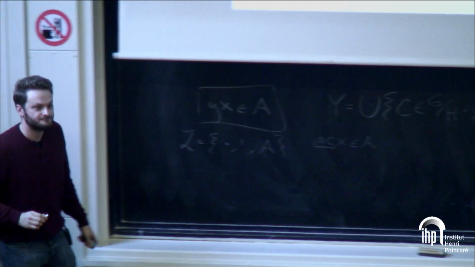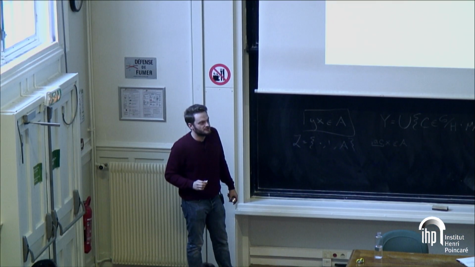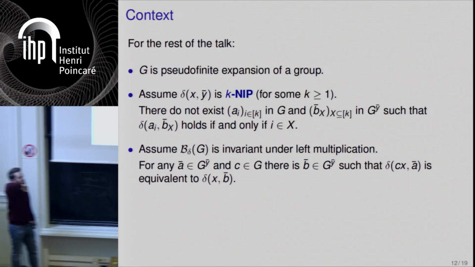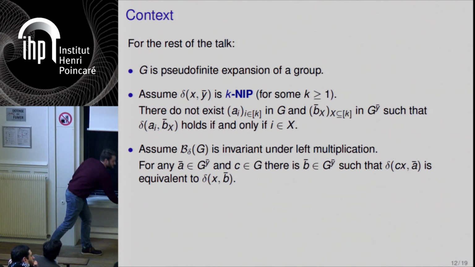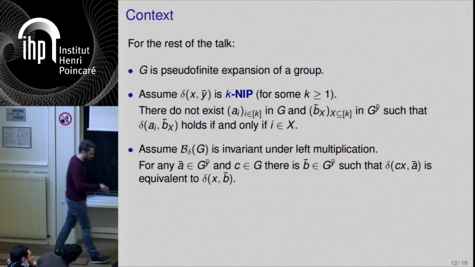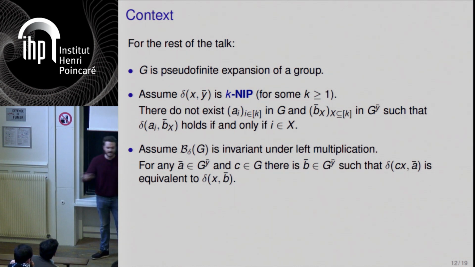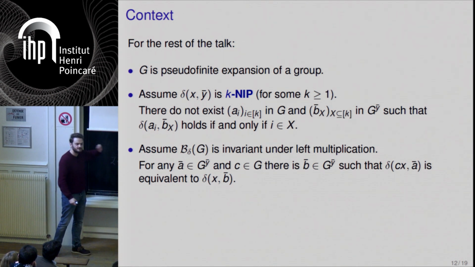Yeah, that's what the bullet before it says. The family delta, yes, the family is NIP. The family of instances of delta has finite VC dimension. OK, so again, this allows me to multiply things on the left and be back where I started and not have to worry about it. And it always holds if you're looking at this kind of case.